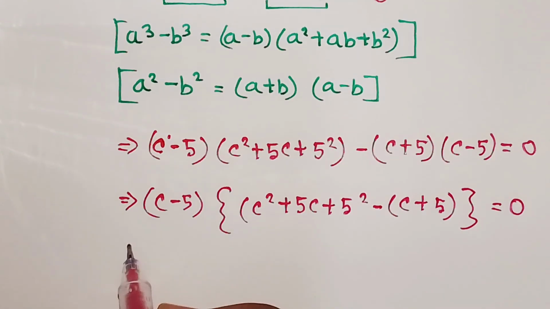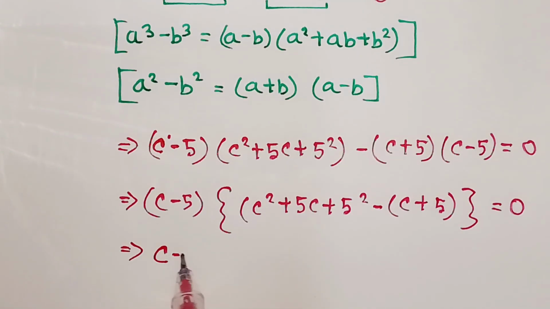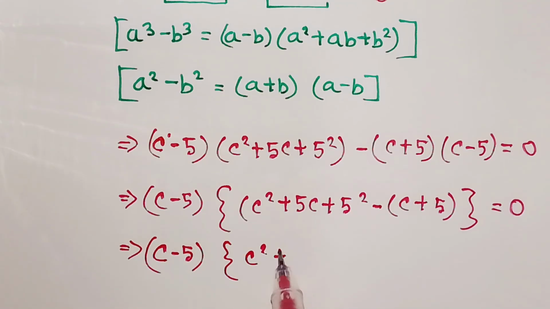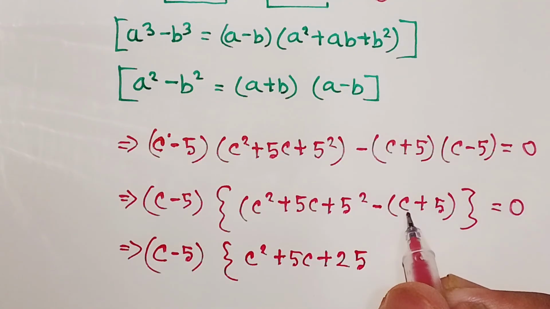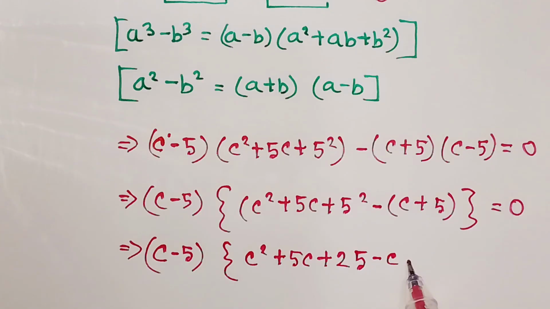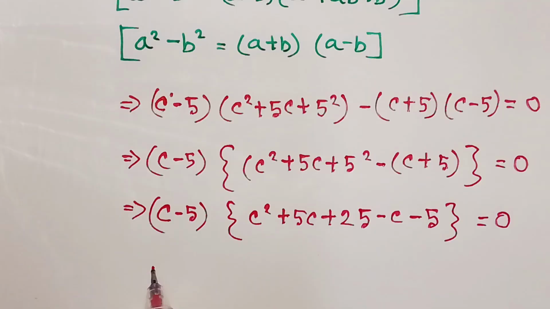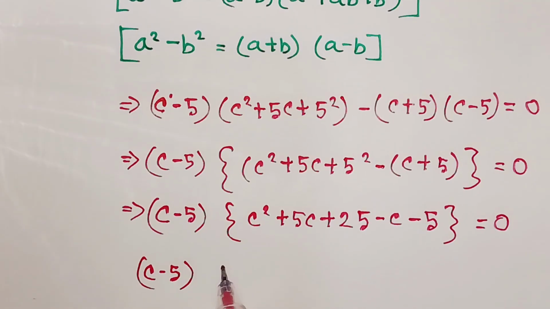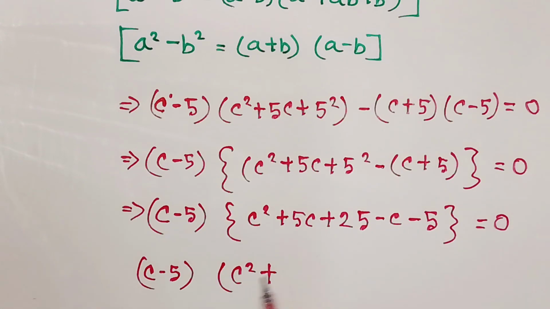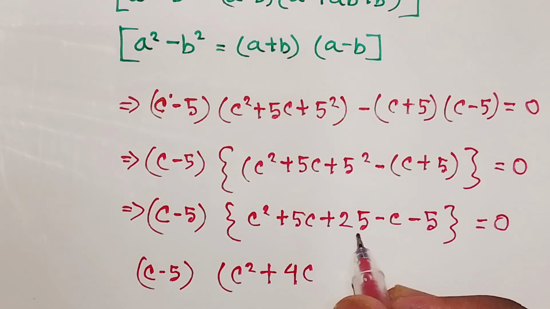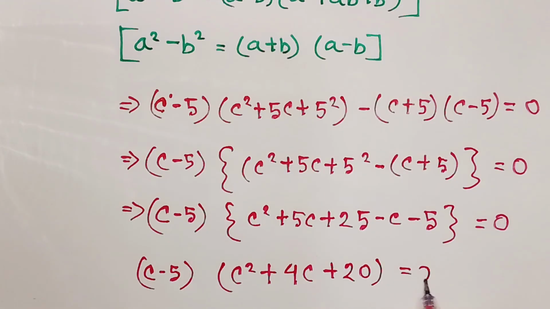After the equation we can write c minus 5 bracket, second bracket c square plus 5c plus this 5 square equal 25, and this minus c equal minus c, and this minus 5 bracket equal 0. After that we get c minus 5 bracket c square, this 5c and this minus c we can get 4c, and this minus 5 from 25 we can get 20, equal 0.